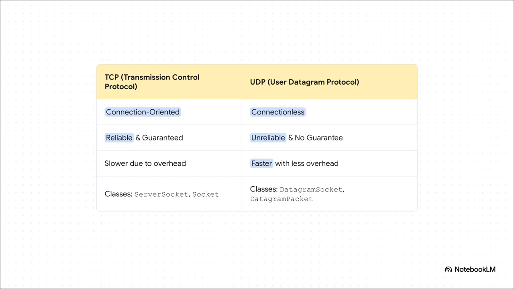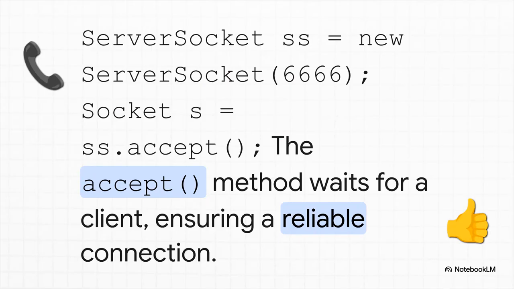ServerSocket and Socket go with TCP. DatagramSocket and DatagramPacket go with UDP. Let's see what this TCP phone call looks like in code.